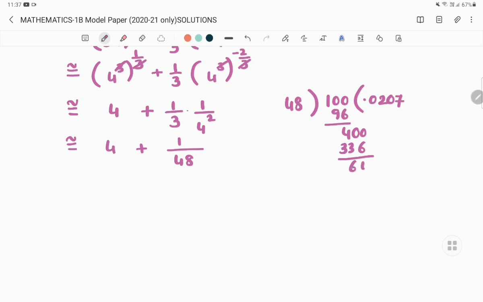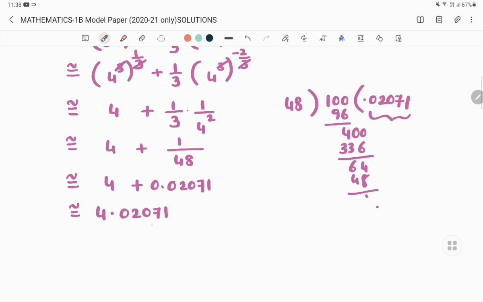So 64, like this it will go, like 48. No need to carry on the remainder, this is enough for us. So 4 plus 0.02071. So the approximate value is 4.02071. This is the approximate value of cube root of 65.